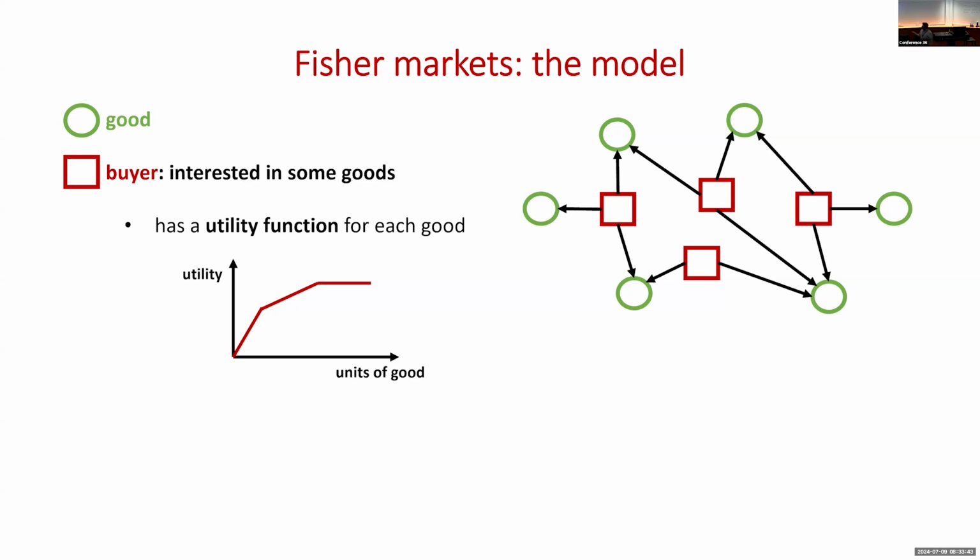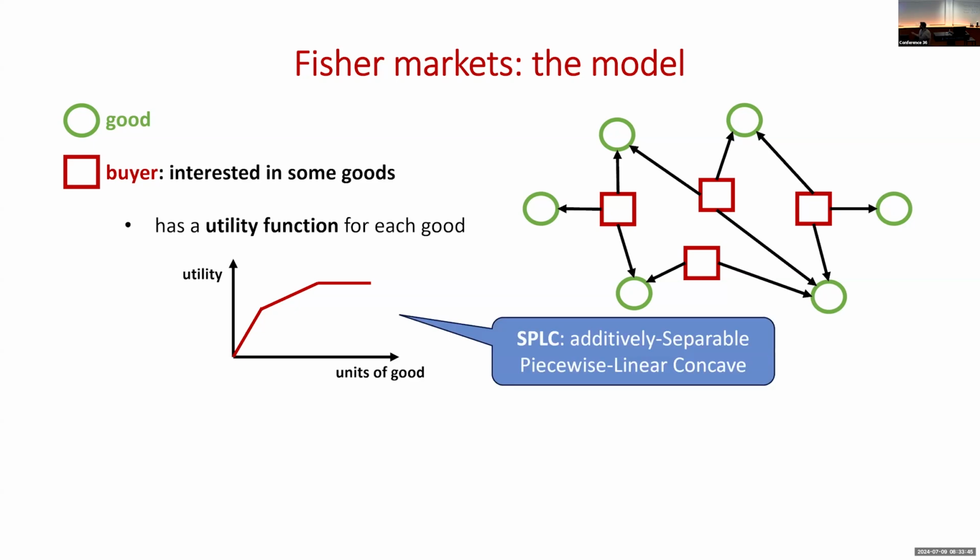So we will have some specific utility functions which are called additively separable piecewise linear concave functions. You can see why piecewise linear, because they look like this, and concave because they go like that with diminishing returns, basically. Additively separable means that the total utility for each buyer is the sum of the individual utilities for all the goods.